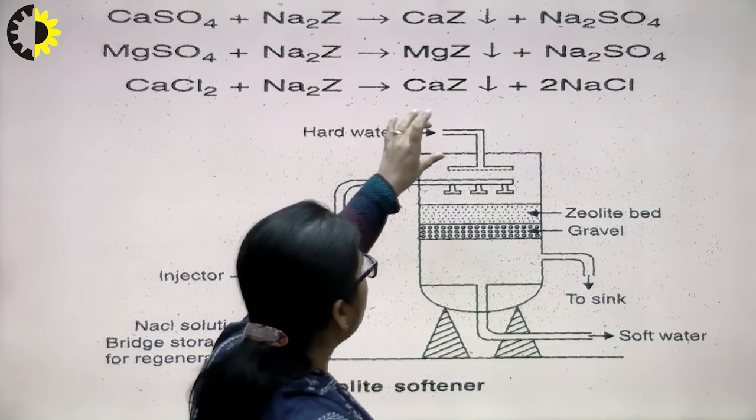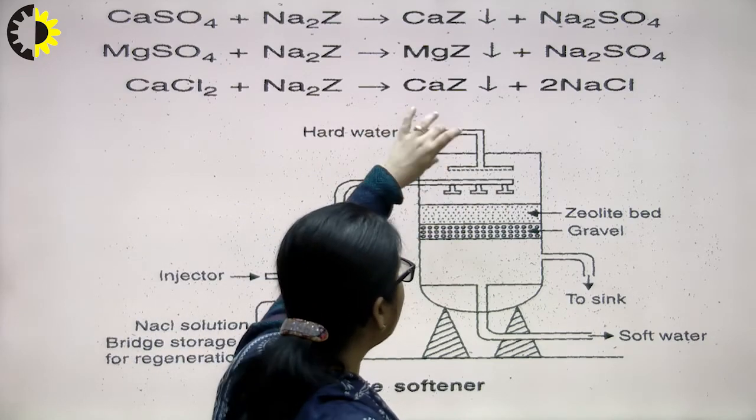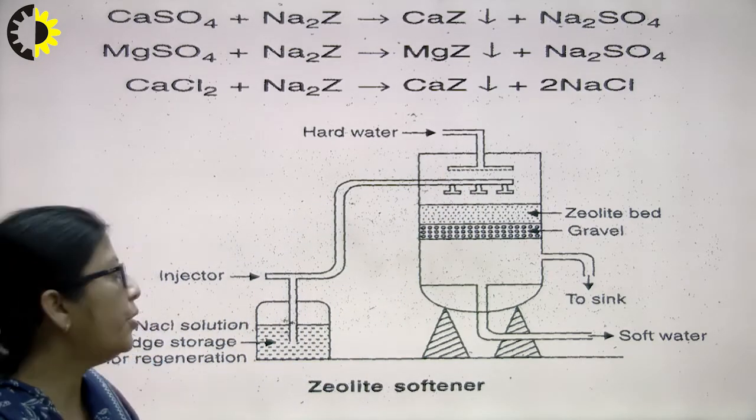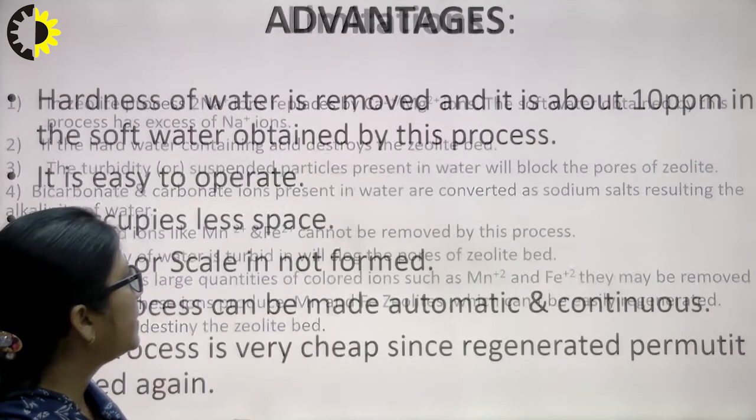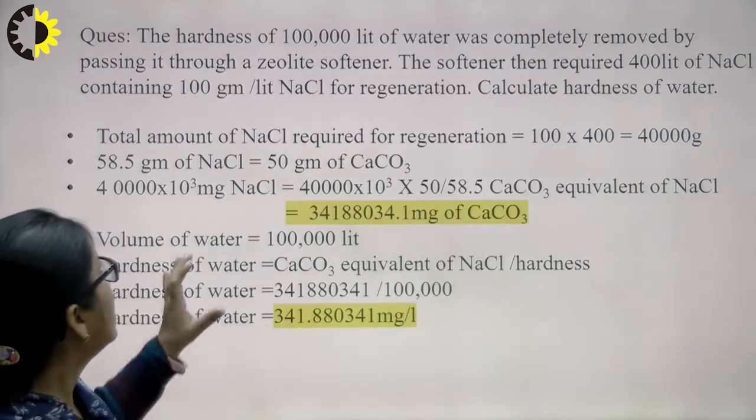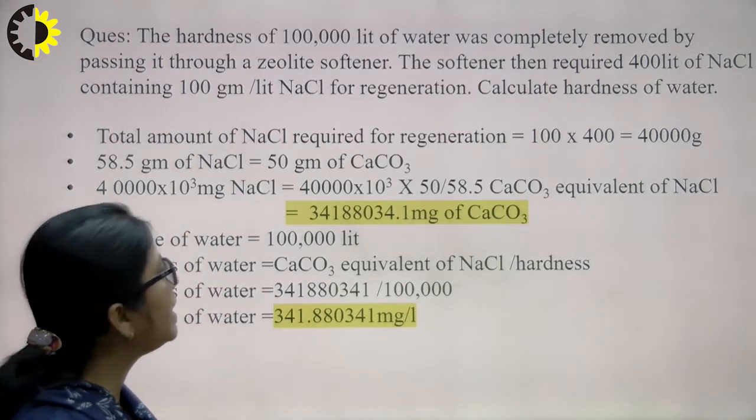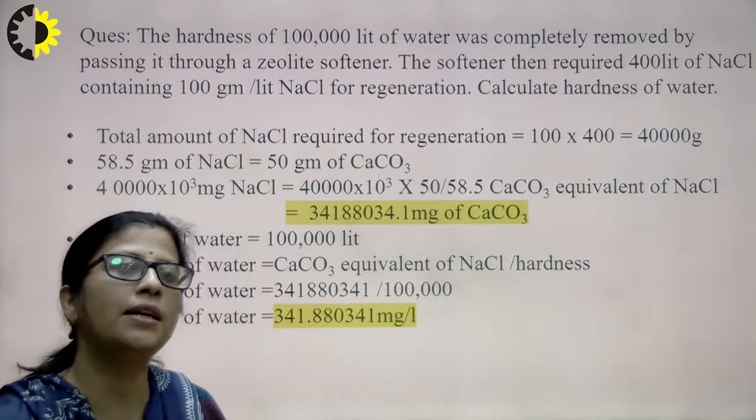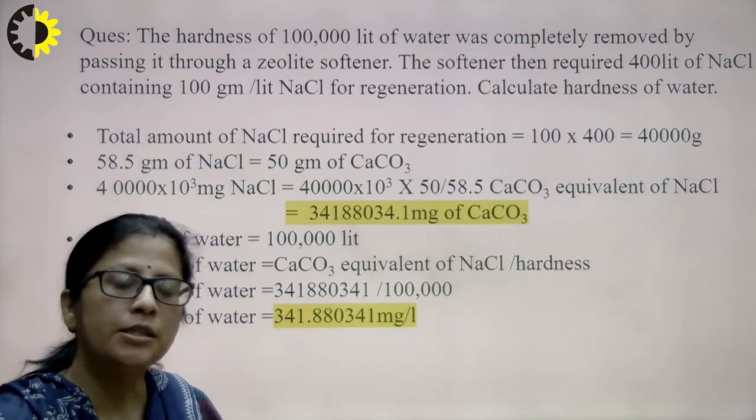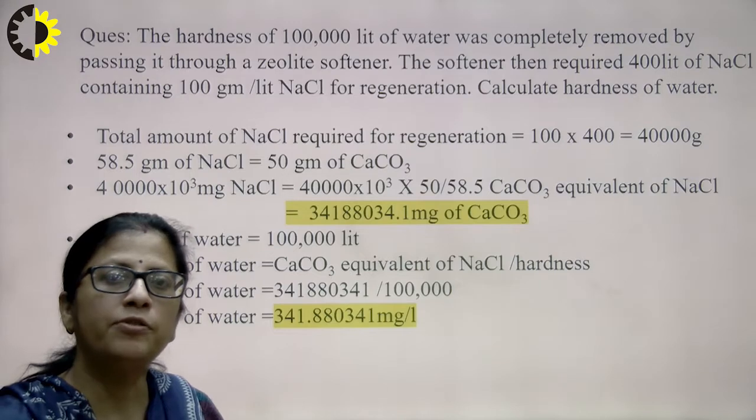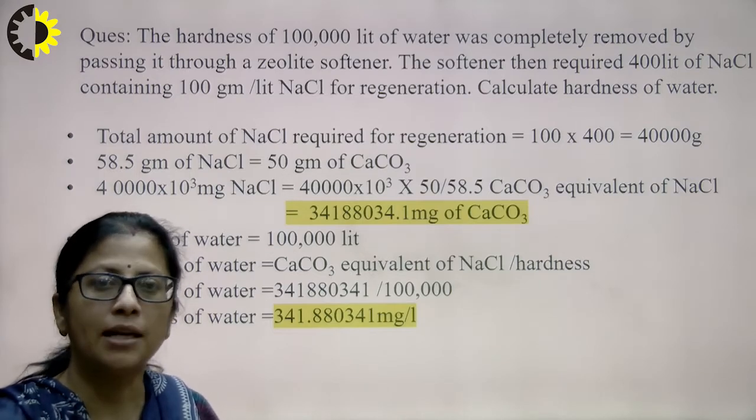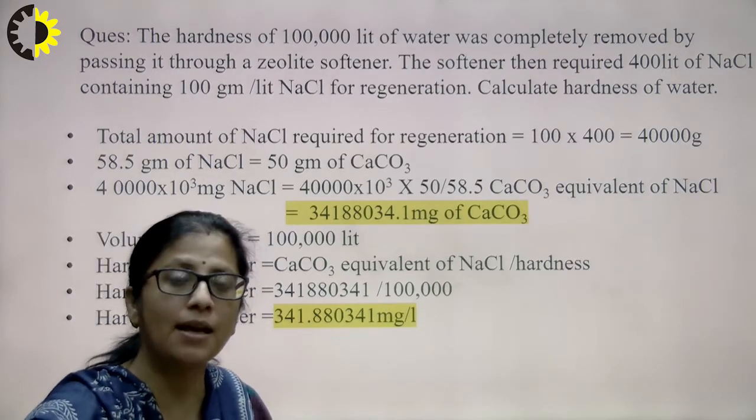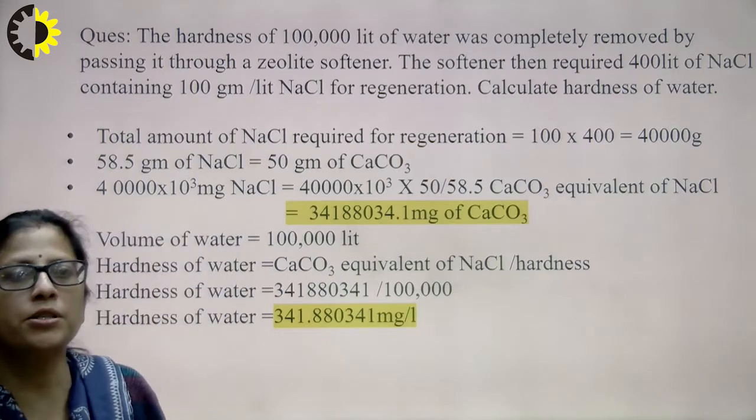In the numerical I am passing hard water, and the quantity of hard water that I am passing through the zeolite is 1 lakh liters. So, my numerical says the hardness of 1 lakh liters of water was completely removed by passing through a zeolite softener. When I had passed 1 lakh liters of water through that zeolite softener, this softener was not able to further exchange the cations with sodium ion. That means all its pores became clogged with calcium and magnesium ions, and the efficiency of the zeolite softener was reduced.